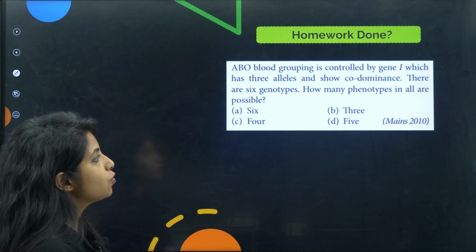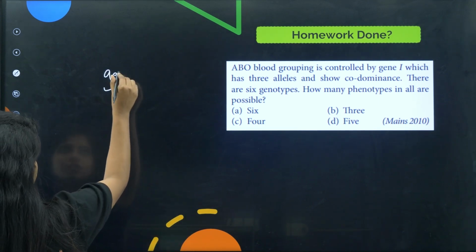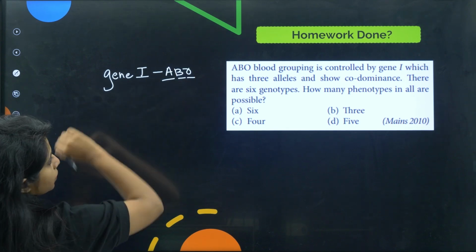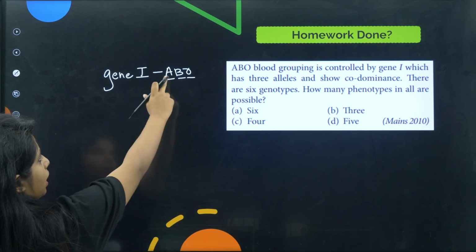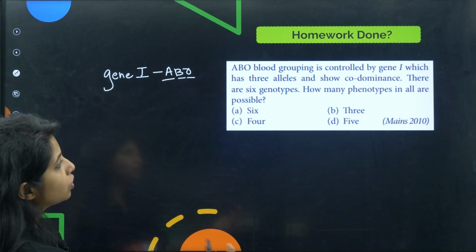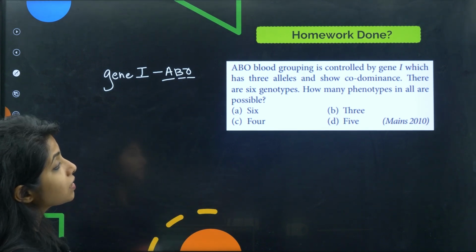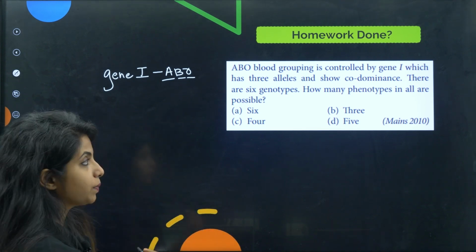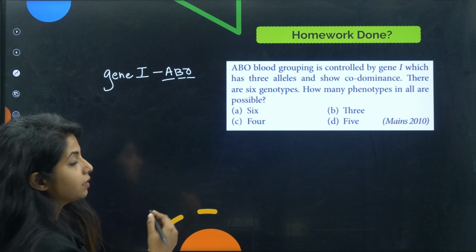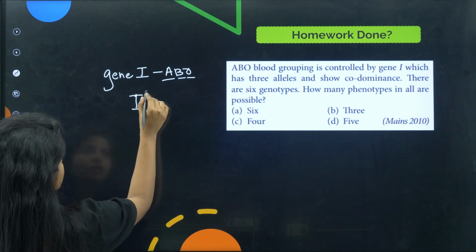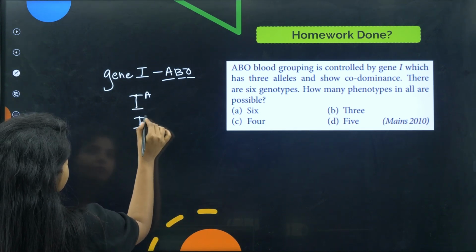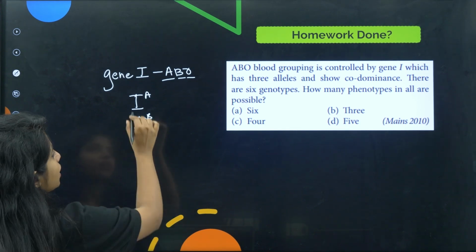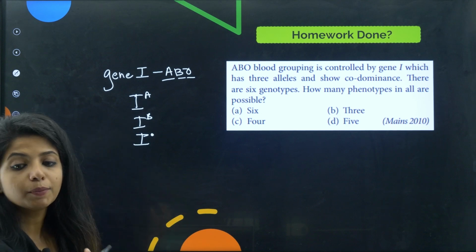ABO blood group is controlled by gene I. So it is saying gene I is the one that controls the ABO blood group, both A, B and O. Now, which has 3 alleles? A, B and O would be having 3 alleles and shows codominance. There are 6 genotypes. How many phenotypes in all are possible? So basically they are saying genotypes can be 6, as in IA gene is an allele, IB gene is another allele, and IO gene is another allele. Now they come in different combinations for giving out the blood groups.